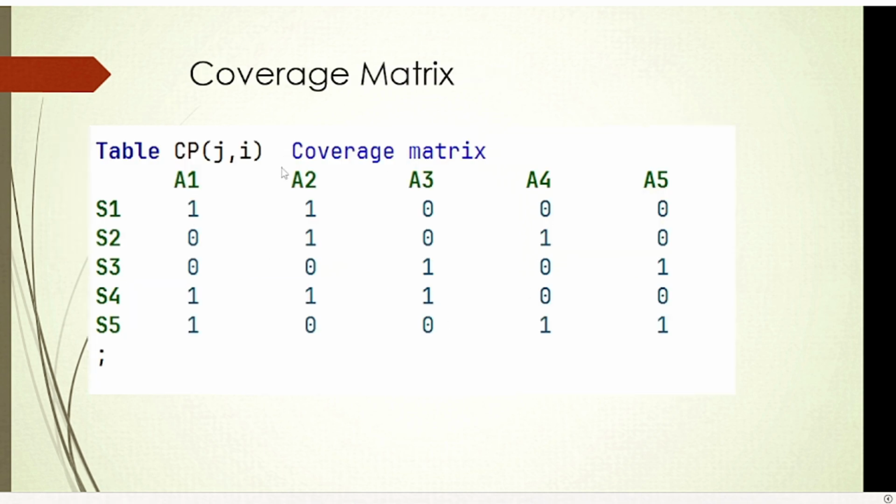Then, very important, we need to define the coverage matrix. This tells us, does station J cover area E? If yes, CP J E equals 1. If not, CP J E equals 0. For example, S1 covers A1 and A2. The CP for S1 A1 is 1 and the CP for S1 A2 is 1. We write this as a table in GAMS.